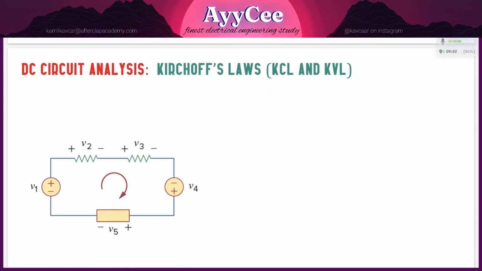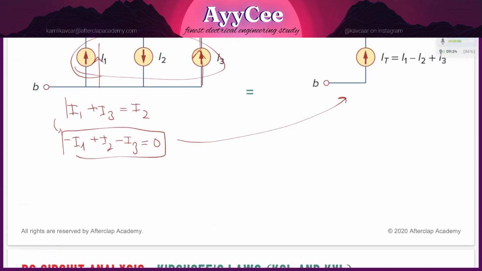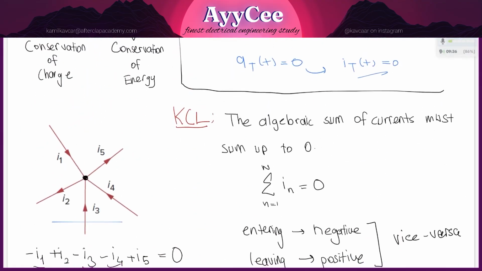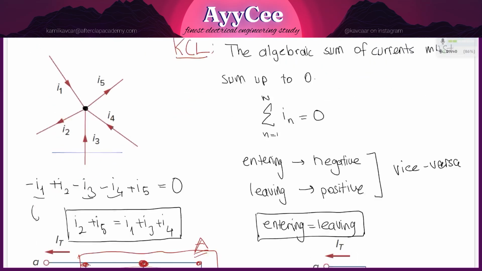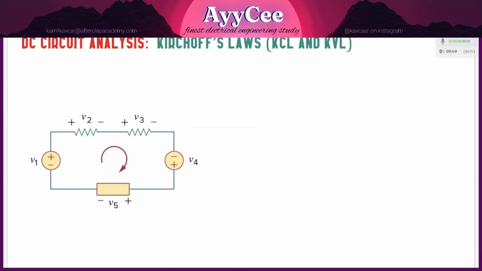And now it is time to talk about KVL. Let's do it in here. KVL is no different than KCL except for a couple of points. In here, we define KCL as the algebraic sum of the currents must sum up to 0 in a node. And this time we're going to say the algebraic sum of voltages around the loop must sum up to 0. Let me put the definition in here in case of any need.